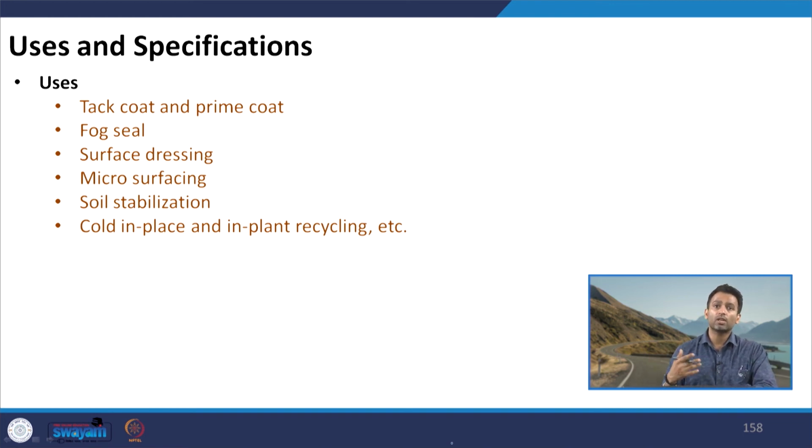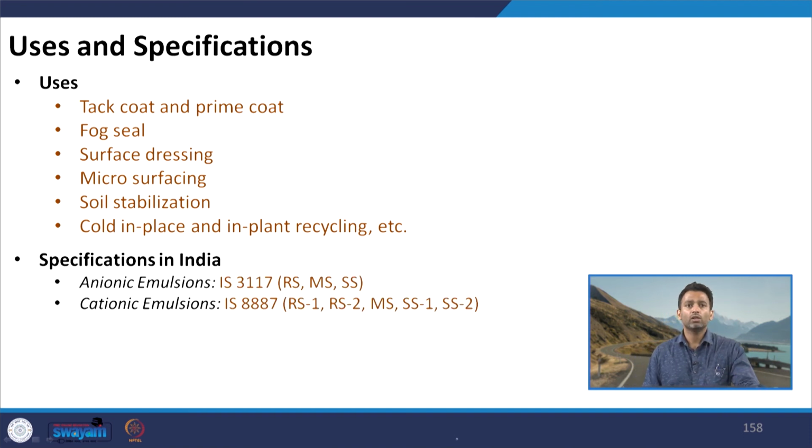It is also used for surface dressing, and in fact surface dressing is one of the most popular techniques which utilizes bitumen emulsion during construction. Polymer modified emulsions are used for micro surfacing also, again a maintenance process in flexible pavement. Emulsions have also been used for soil stabilization, and they are also used for in-plant and in-place cold recycling, which means recycling of bituminous mixtures. And similarly there are other applications where bitumen emulsions can be used.